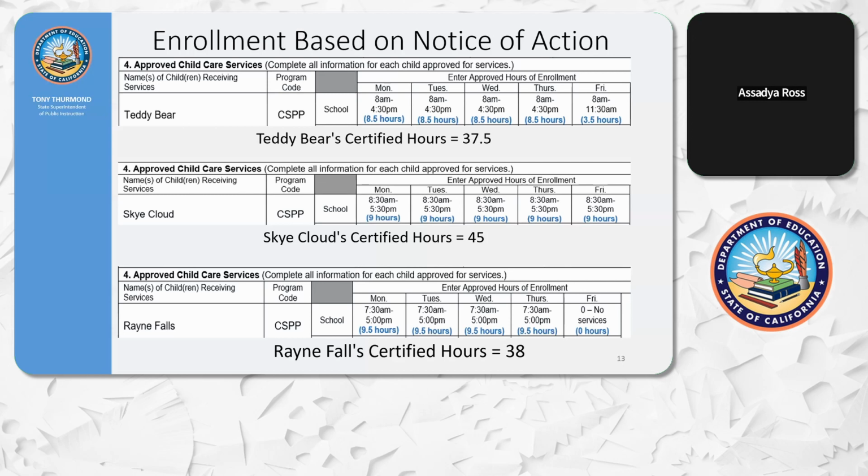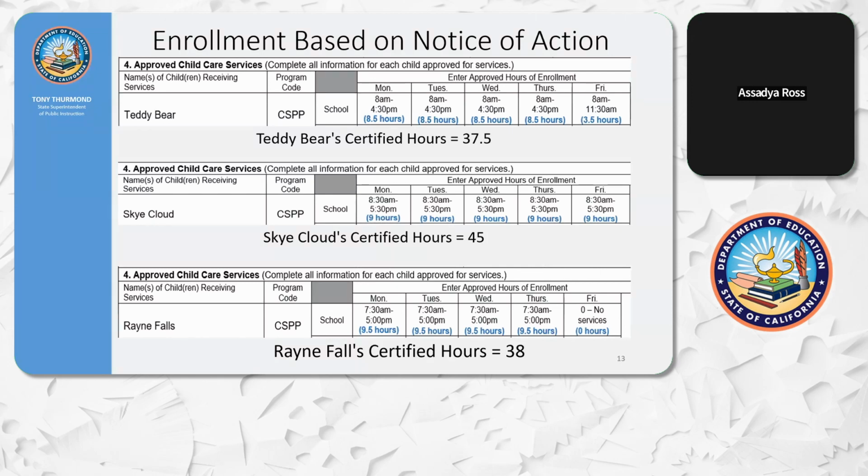On this document, you'll see that there are 3 children referenced. At the top, you have Teddy Bear, who is certified to receive care 8 a.m. to 4:30 p.m. Monday through Thursday, and 8 to 11:30 a.m. on Friday. Teddy Bear has a total of 37.5 hours of care for the entire week. So Teddy Bear will be reported as full-time every day that the program is open.